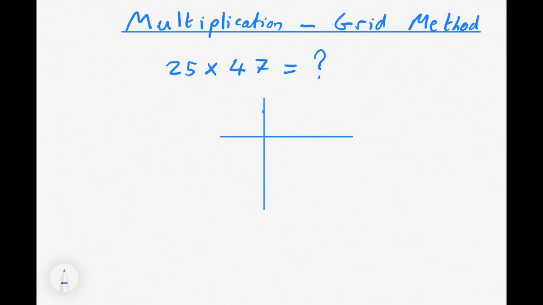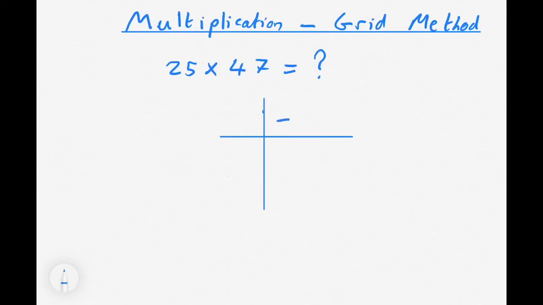To do long multiplication, we can use grid methods. 25 times 47 equals something is a really tricky question. So let's make it a bit easier and let's use the grid method. So this is how it works. So 25, let's put that on the top of our grid that we've drawn out.